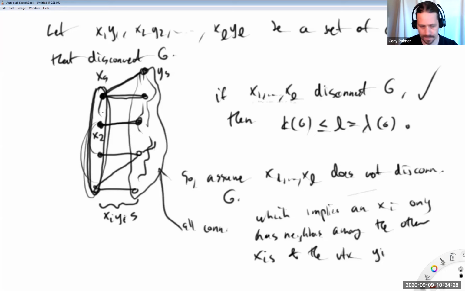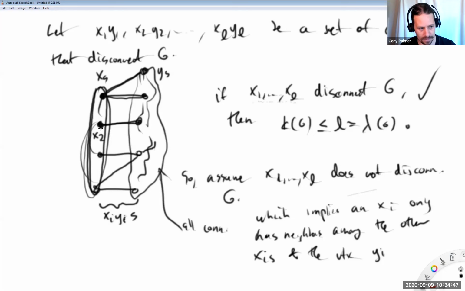Yes. I'd like to prove one of these vertices' degree is at most L. Then I can remove its neighbors to disconnect the graph, because there'll still be something left over, I claim, okay? So my goal is to prove that one of these vertices, actually any of them, has degree at most L. All right, I'll get to the next step.